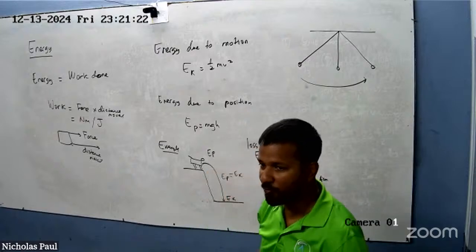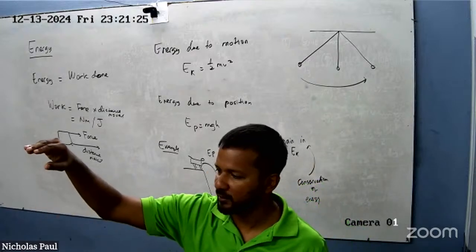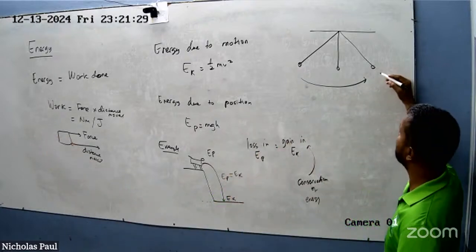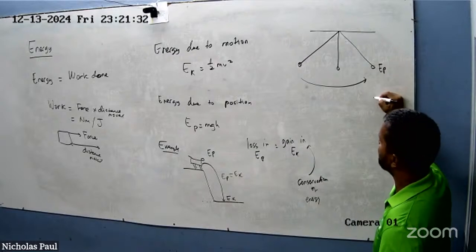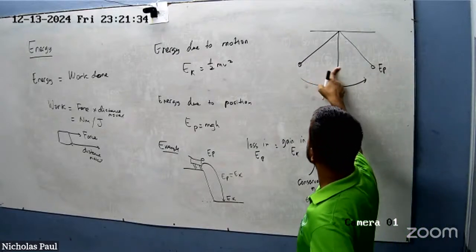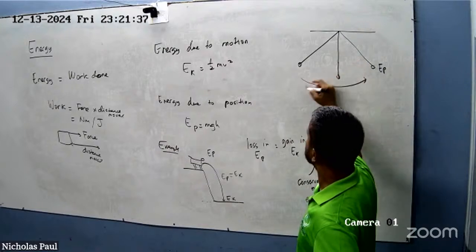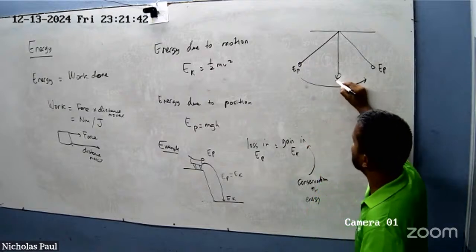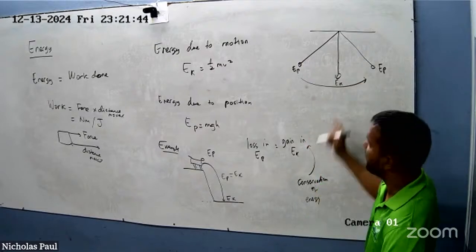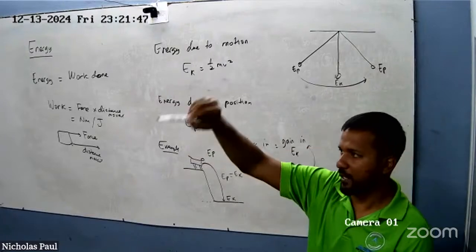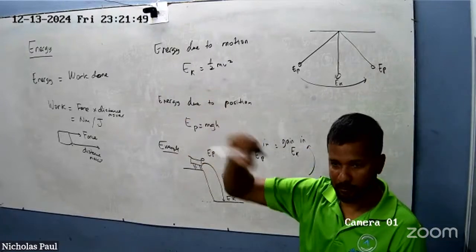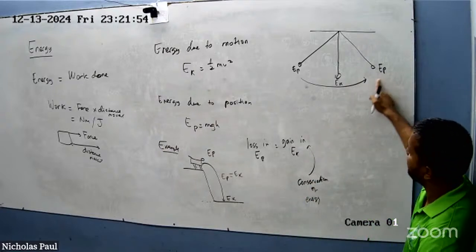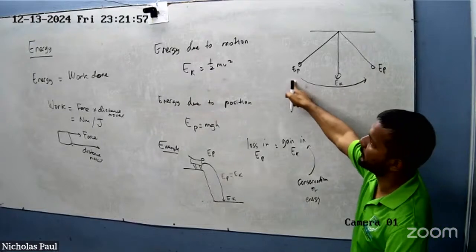Potential. At the highest point here, it's not moving, and it's above the surface. So therefore, at this point here, it has potential. At this point here, it has potential as well. And at this point here, it has kinetic. It's moving the fastest in the middle. It will oscillate like that. So here's an example of the conversion of potential to kinetic, back to potential, back to kinetic.